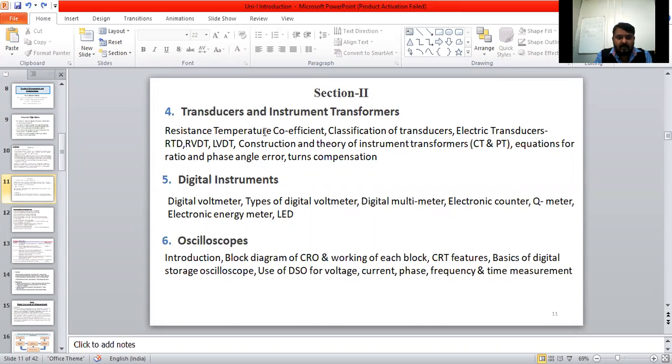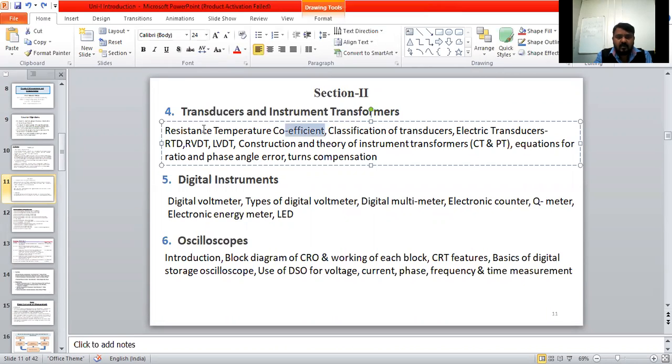There is one derivation, and after that the theory part. For each of RTD, RVDT, and LVDT, we will discuss the diagram, construction, working, advantages, and disadvantages. The transducer part is over.